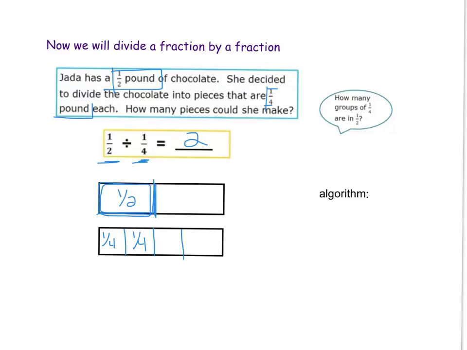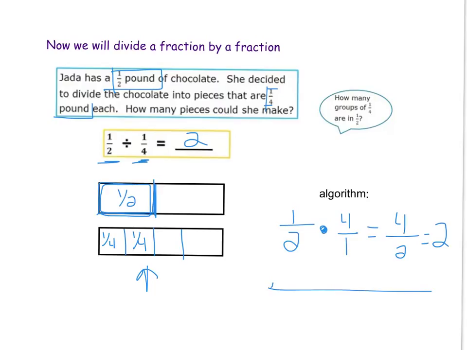Now the algorithm, if we follow the pattern that we have been doing before, we change that division to multiplication, flip that second number, and then multiply, reducing first. 1 times 4 is 4, 2 times 1 is 2, and so we still come up with 2. So you might want to still use the model, and you will have to sometimes. Pictures always help with word problems, but we also have this algorithm to fall back on.